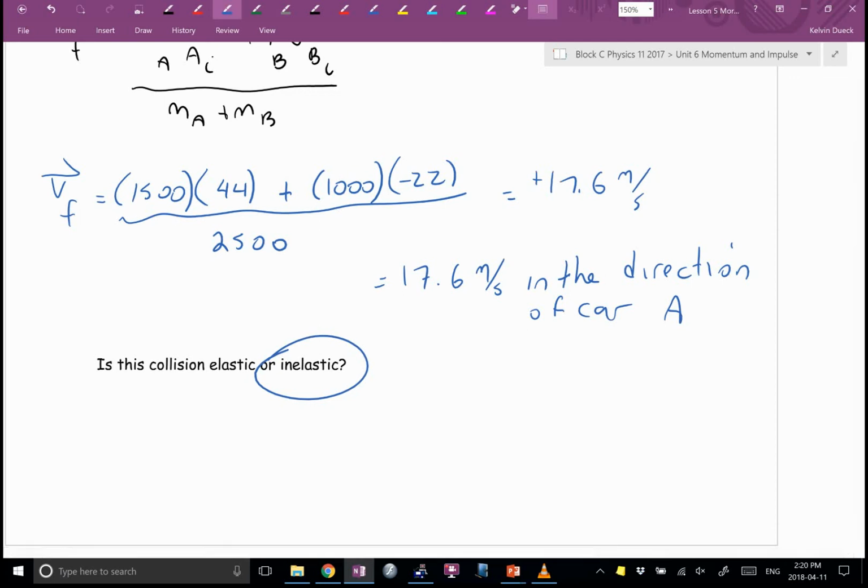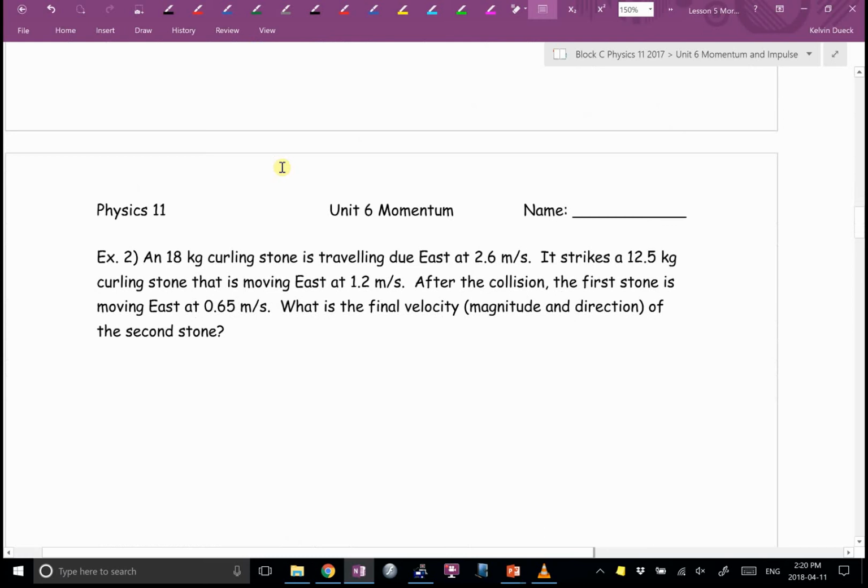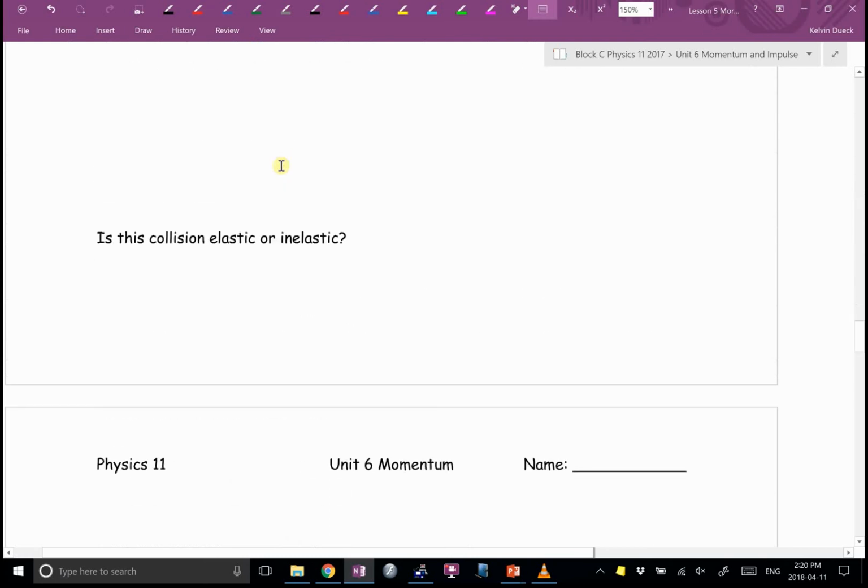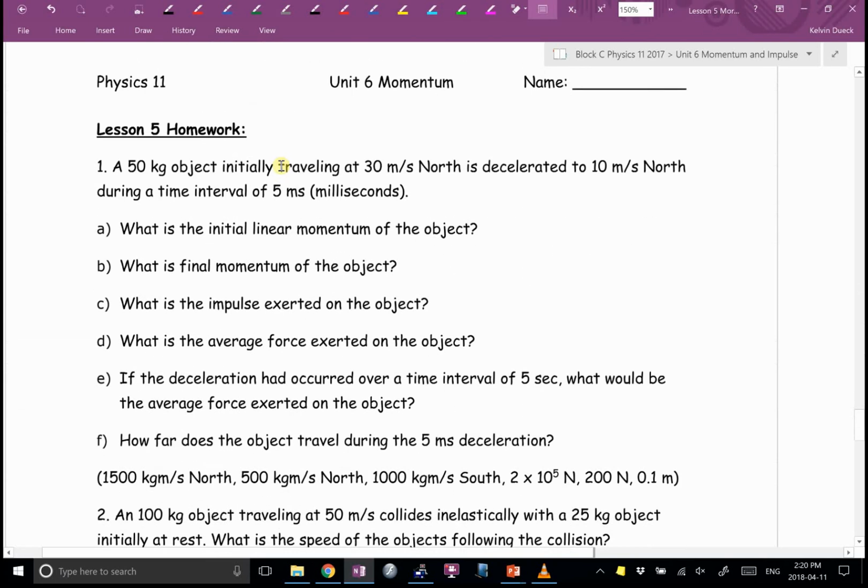Okay. Now, in this question, I said the cars stuck together. What I'll start to do is simply say, assume the collision is inelastic, and you'll have to clue in stuck together. How many more do I have? Three more. I think we'll get them all done.